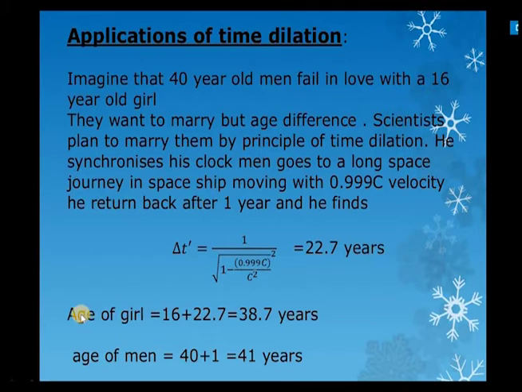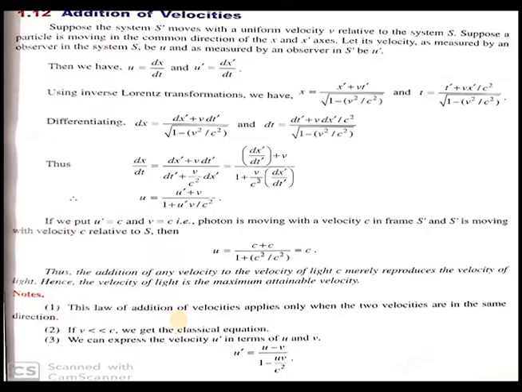So the age of the girl increased by 22.7 years and the age of the man increased by 1 year, making him 40 plus 1, 41 years, and the age of the girl becomes 16 plus 22.7, that is 38.7 years. Now they have almost comparable ages. So this is how the problem was solved by the principle of time dilation. Doesn't it seem fantastic? Yes.